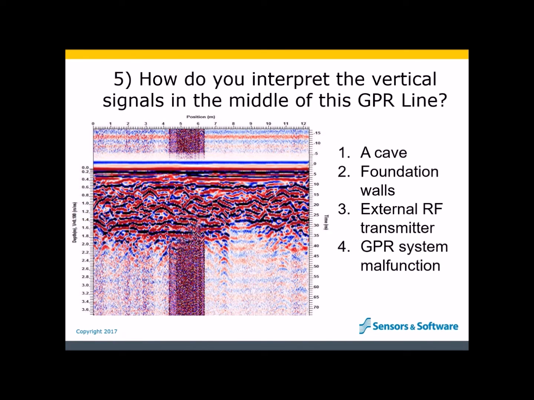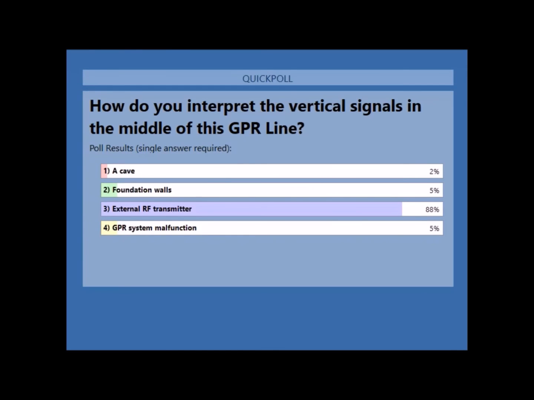Okay, next question. How do you interpret the vertical signals in the middle of this GPR line? So have a look at the 4 possible answers, and then I'm going to share that with you. So 88% of you got the right answer, an external radio frequency transmitter. Okay. Of the others, I don't think possible foundation walls. The thing that I like the system malfunction.